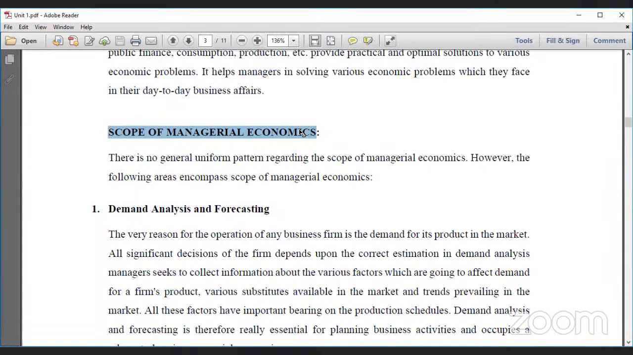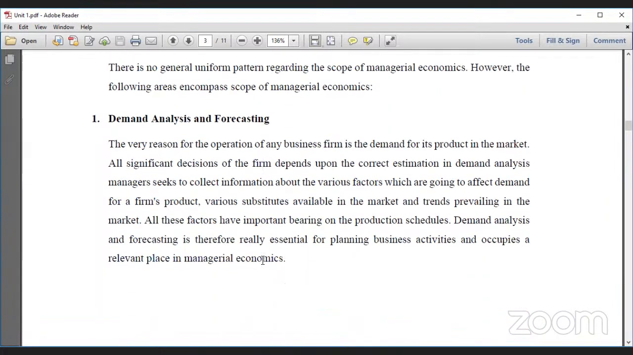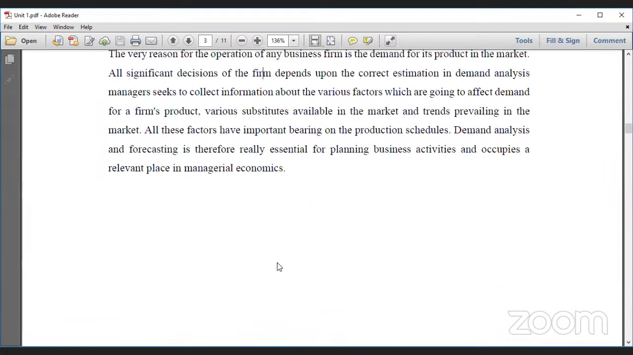Suppose you go to the first point, demand analysis and forecasting. You know the law of demand: when price falls, quantity demanded rises; when price rises, quantity demanded falls. But in addition to the price of the commodity, there are many factors influencing the demand for the commodity: complementary goods, substitute goods, population, income of the consumer, taste, preference and habits. Many factors which influence the demand for the commodity you can analyze. Accordingly, you can forecast the demand for any product. Are you getting my point?